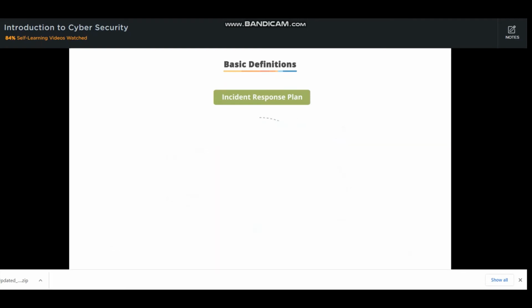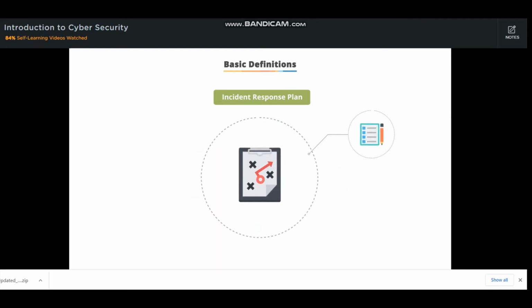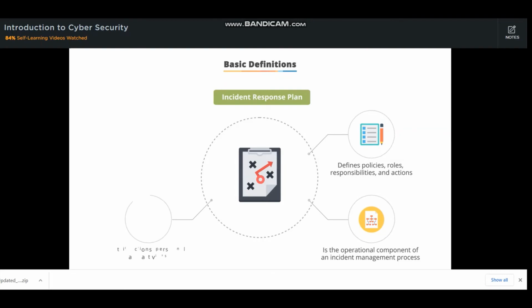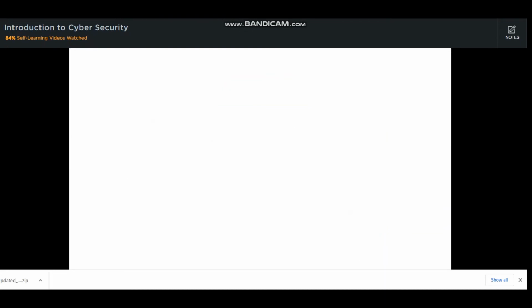The Incident Response Plan is a document that defines policies, roles, responsibilities, and actions to be taken in the event of a security incident. Incident Response Plan is the operational component of the incident management process. The plan details actions, personnel, and activities that take place in the case of diverse events resulting in the loss of information systems or processes. Senior management support is required for success of incident response plans.